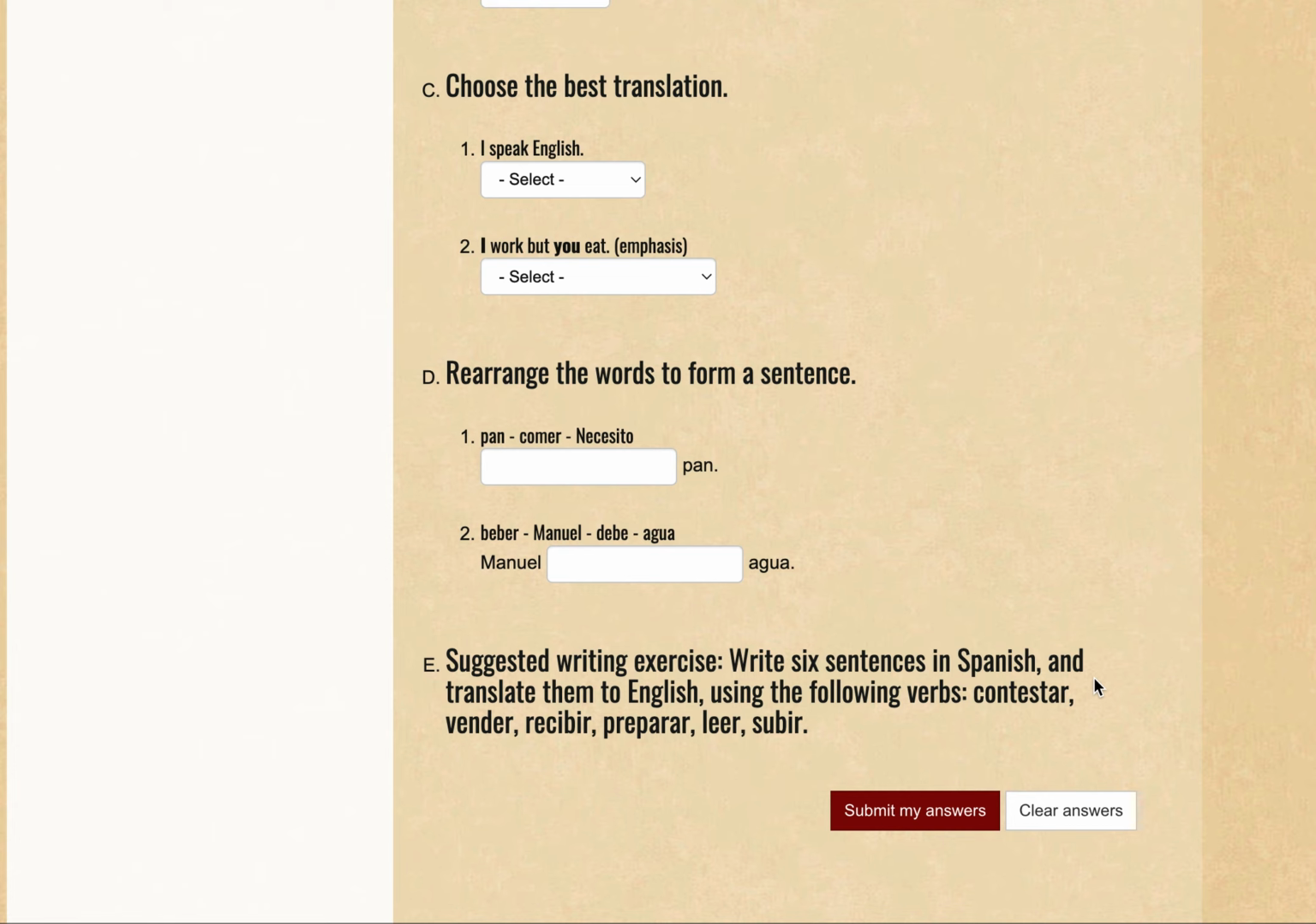And we have already tried to form a sentence with contestar. So today let's try to form or write a sentence with vender, which means to sell. So let's try to do that.